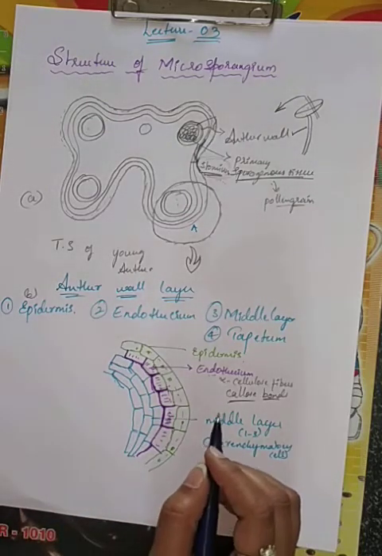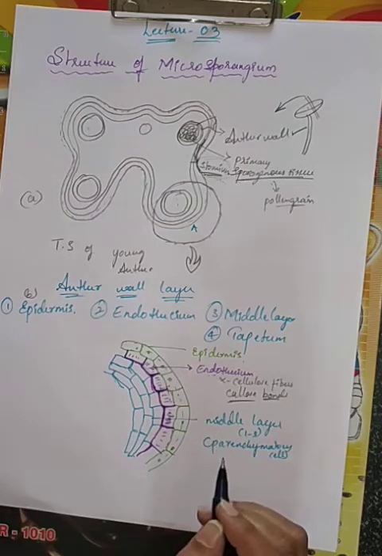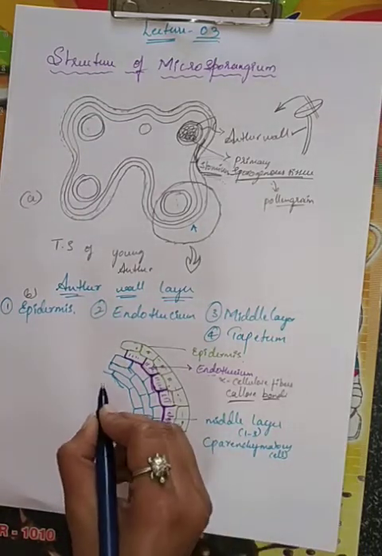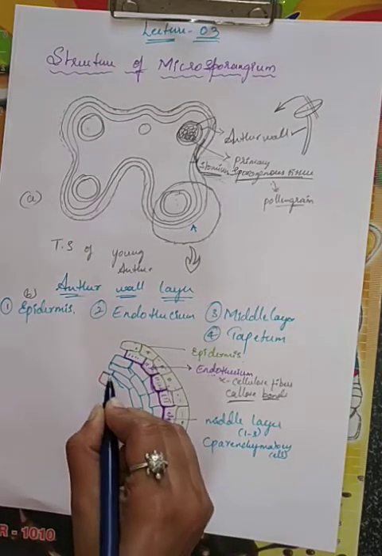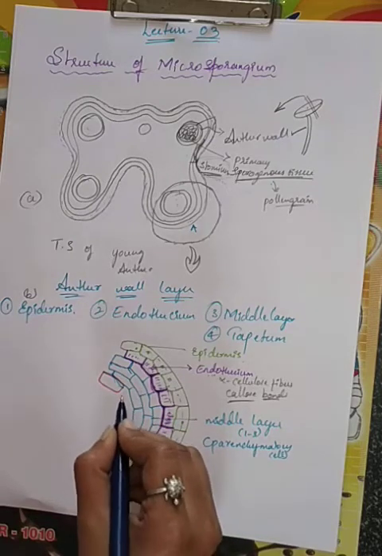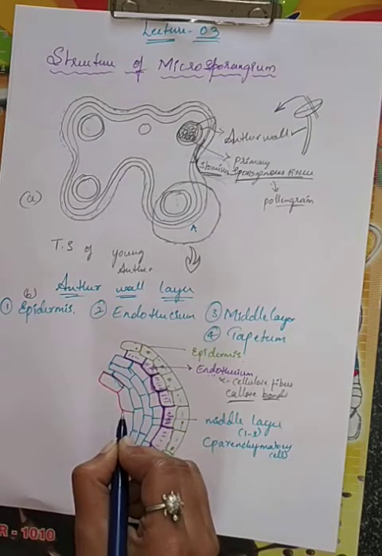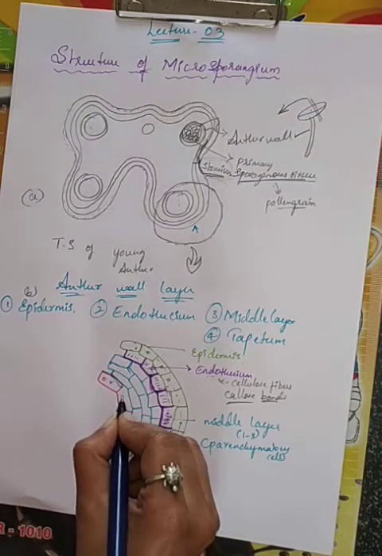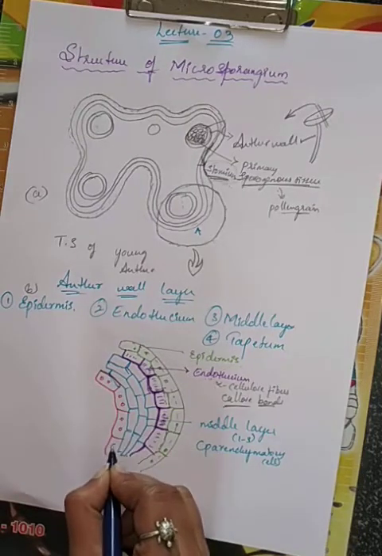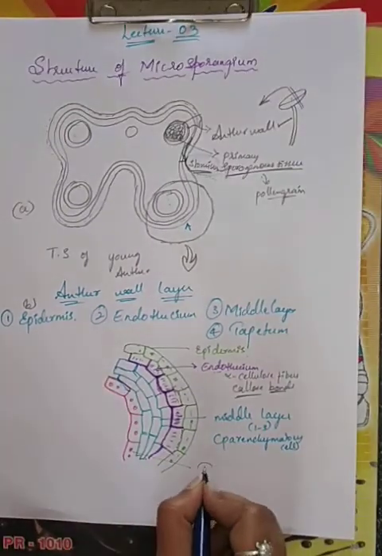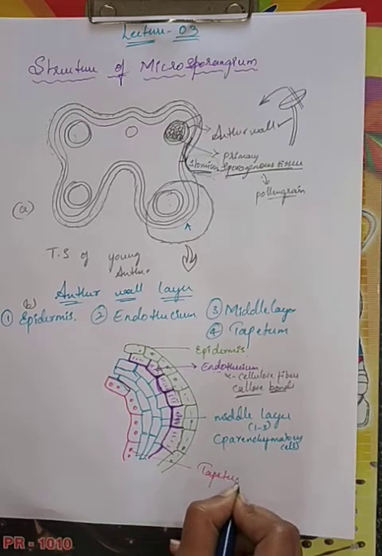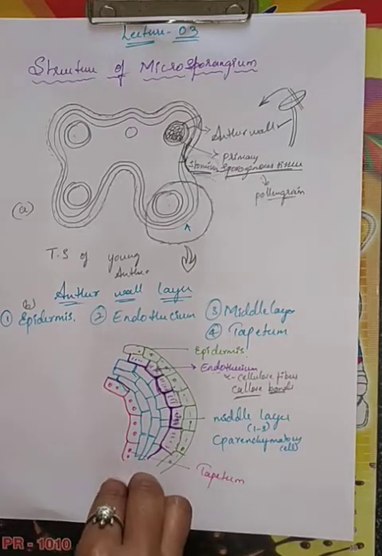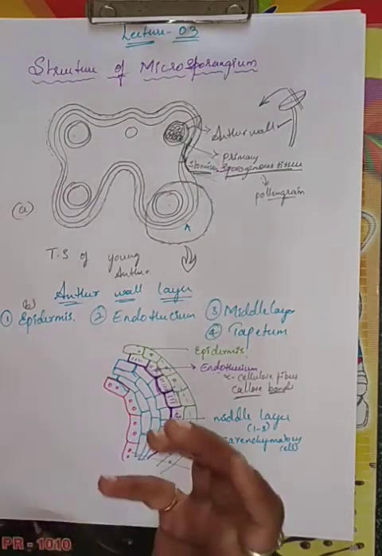The innermost layer, which acts as a nourishing layer or nutritive layer, is called what? Tapetum. Let me draw the tapetum here. This is the innermost wall layer, which is called the tapetum. And this is what? The nutritive layer. Tapetum is what, children? Tapetum is the nutritive layer.